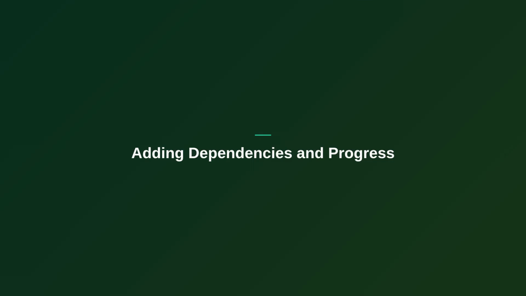Color code bars by status. Add a second bar layer for percent complete, and use connector lines for task dependencies. These enhancements make the chart functional for real project management.